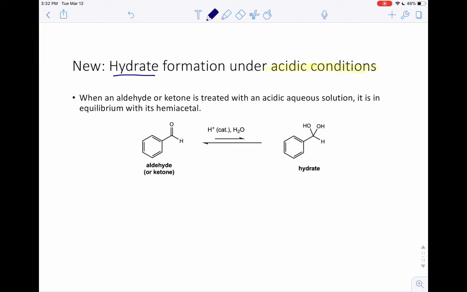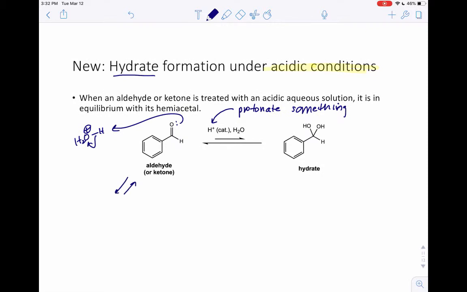As it turns out, when you subject an aldehyde or ketone to acidic aqueous conditions, you can also get the hydrate. How will this be different than basic aqueous conditions? You guessed it. You're going to protonate first. And in fact, as you may suspect, we're going to protonate the carbonyl oxygen using hydronium, or you can use the H+ shortcut, that's okay.